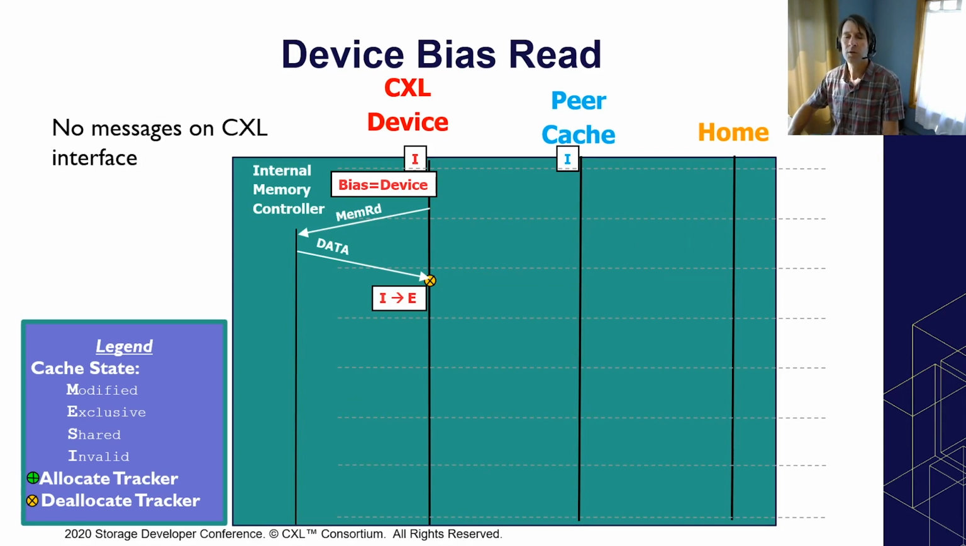And just to show the example of when the device does a read and finds the bias already in device bias, this is an indication that the device is allowed to directly read its own memory without checking with the host when it's in device bias. So it would read memory, get the data back from its internal memory controller, and its cache can go from I to E state.